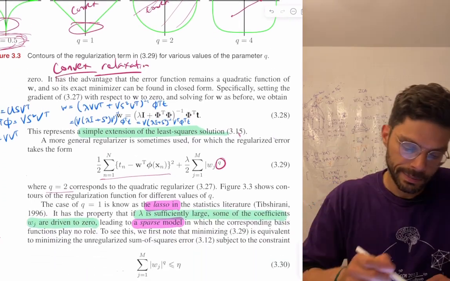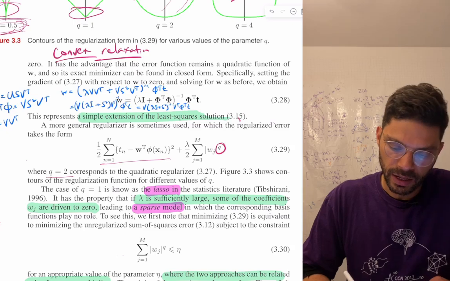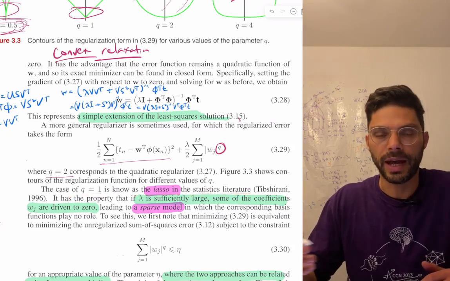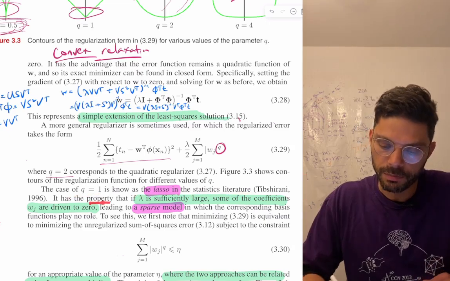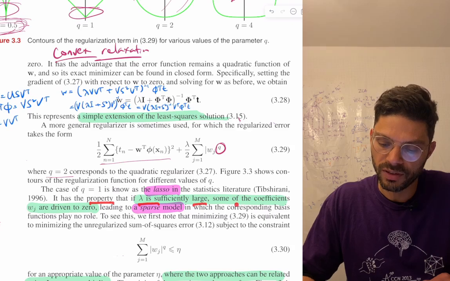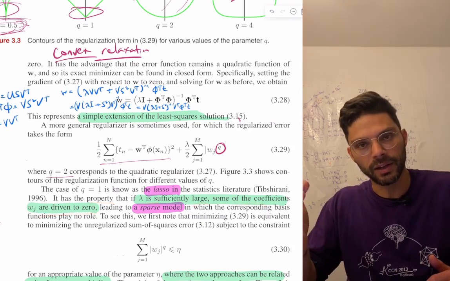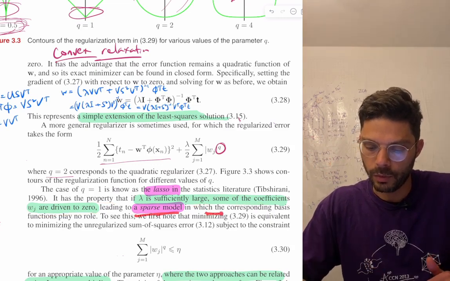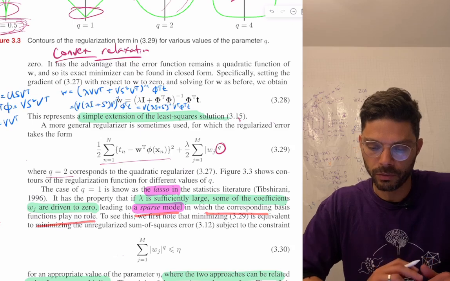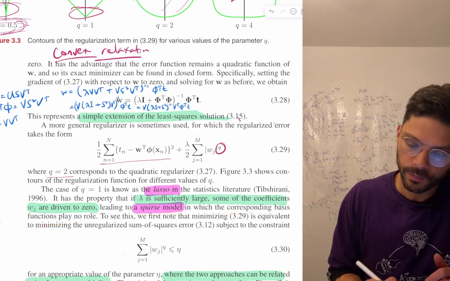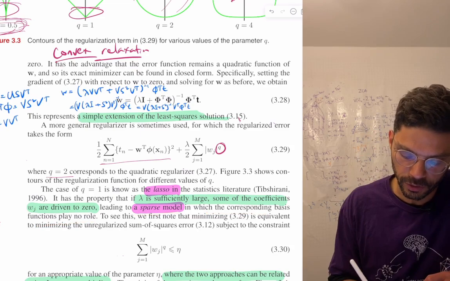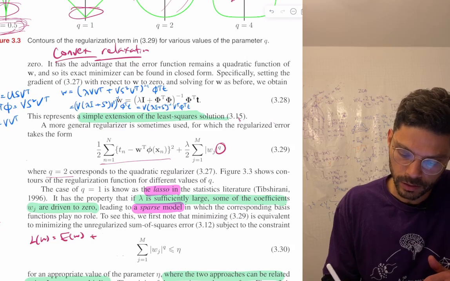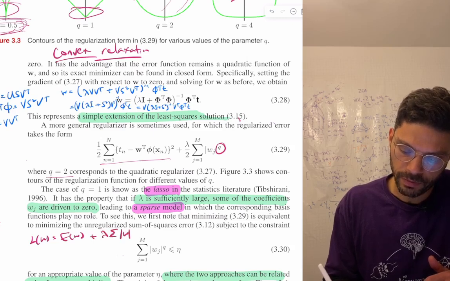Okay, so the case of q equals 1 is known as the Lasso in statistics literature. It's also called L1 regularization. It has a property that if lambda is sufficiently large, some of the coefficients are driven to 0 exactly. So they're not just shrunk, they actually become 0, leading to a sparse model in which the corresponding basis functions play no role. Here L of W is the error function plus the sum of the absolute values.